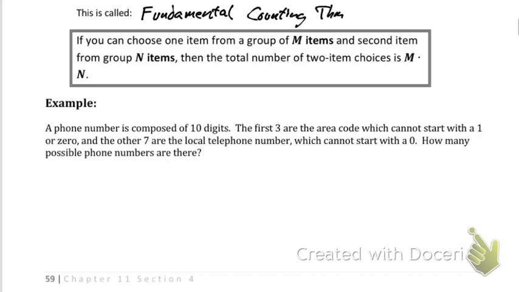The fundamental counting theorem is based upon the fact that you have several different groups you're choosing from, and you're choosing one item from every group. So with our outfits, we had a group of pants and we had a group of shirts. We had to pick one from each group. So it says if you could choose one item from group M and you can choose one item from group N, then the total number of 2-item choices is M times N.